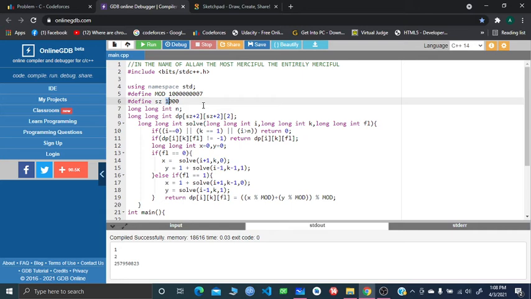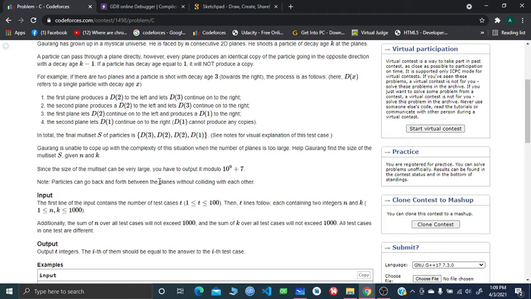If n and k are up to 1000, I know that 2 times 10 to the power 6 is within 1 second for sure. And I've got test cases up to 100, but they have said here that the sum of n over all the test cases will not exceed 1000.